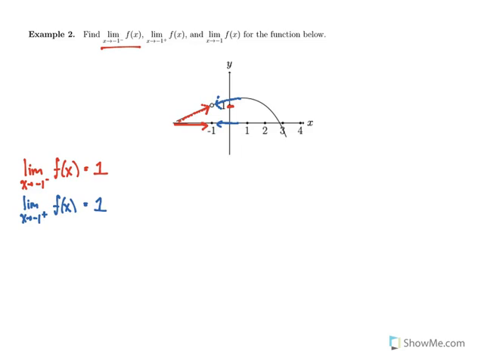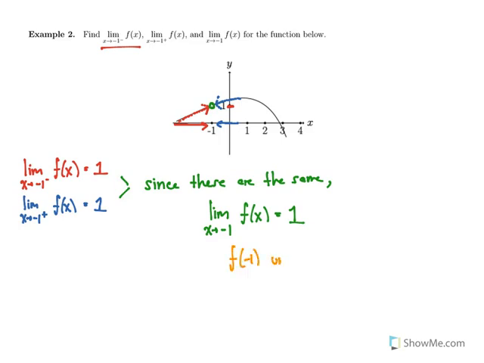So then, since these two are the same, then that also has to be the value of the ordinary limit. They all have to be equal in that case. In this case, 1. It's the value of that hole right there. Note that this is a discontinuity because f of -1 is undefined in this case. So this is a discontinuity.